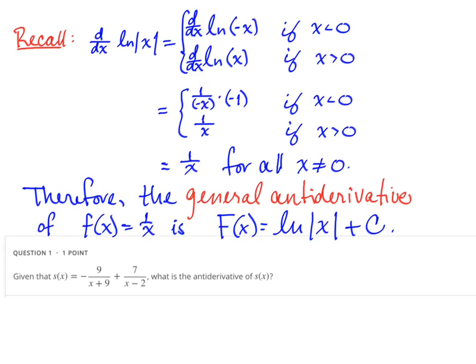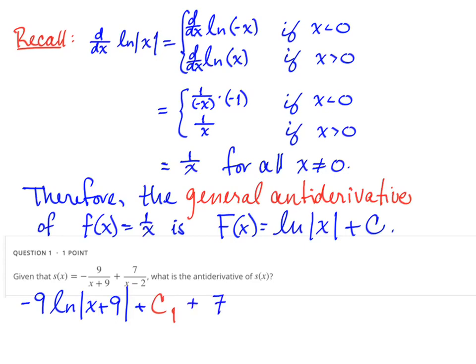So this one says, given that s of x is equal to negative 9 over x plus 9 plus 7 over x minus 2, what is the antiderivative of s of x? So this is a sum of two reciprocal functions, each times a constant. The first one is negative 9 times the reciprocal of x plus 9. The second one is 7 times the reciprocal of x minus 2. So the antiderivative is going to be negative 9 times the natural log of the absolute value of x plus 9 plus some arbitrary constant, which I'll call C1.